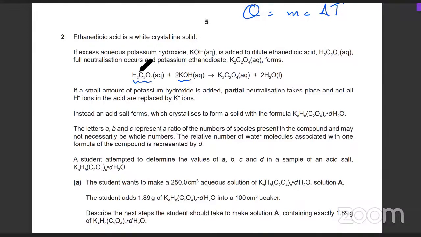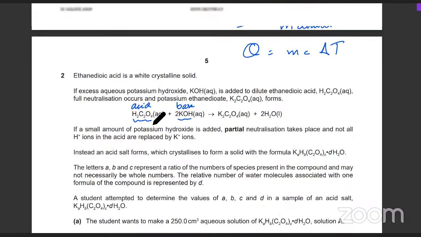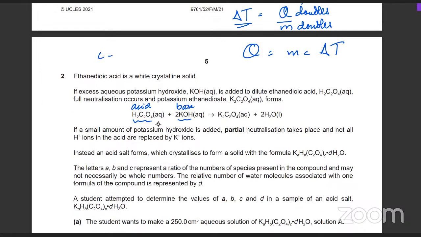So this is the acid, and this is our base. He's saying that if a small amount of potassium hydroxide is added, not all of the H+1 get neutralized, so there's partial neutralization. Like if you have H2SO4, maybe just one of the H+1 gets neutralized. So partial neutralization. What he means is this thing. Ethane dioic acid is this acid.